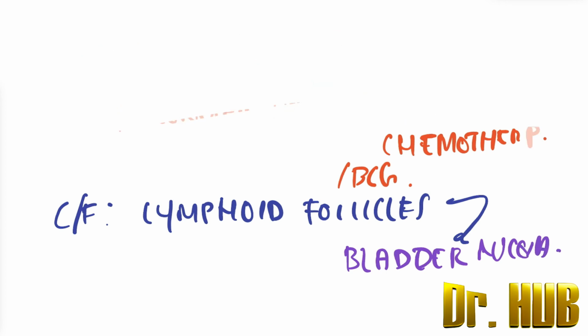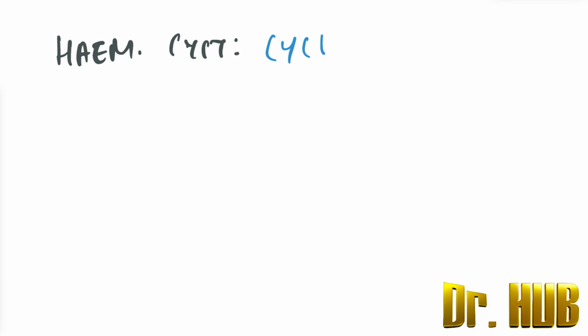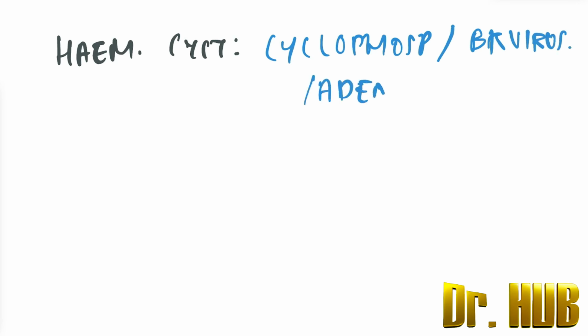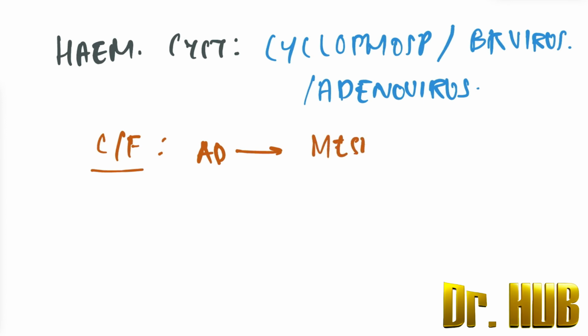And lastly we move on to hemorrhagic cystitis. Under hemorrhagic cystitis, the etiology is cyclophosphamide, as well as the BK virus and also adenovirus. So what are the characteristic features here? The characteristic features include prophylactic administration of Mesna, and it reduces the incidence.